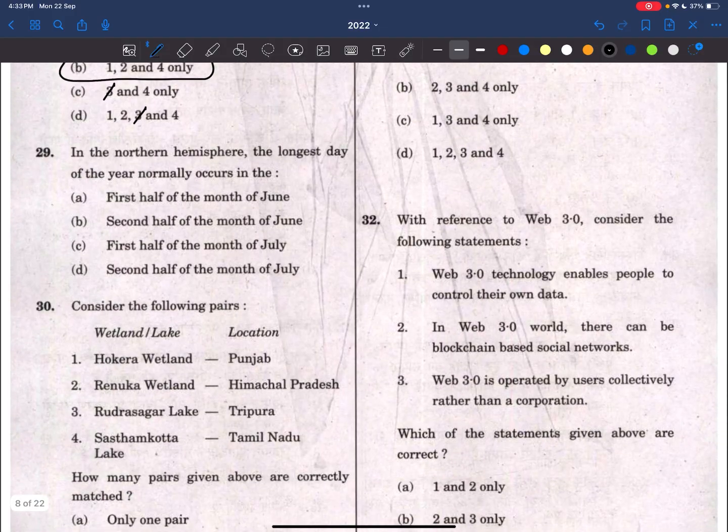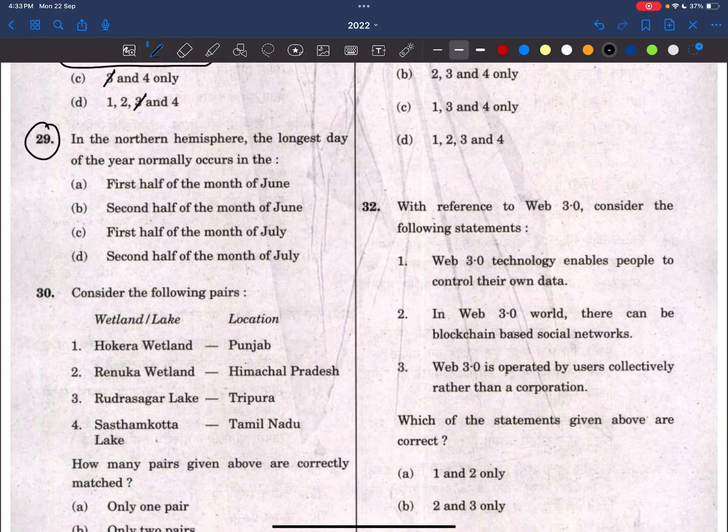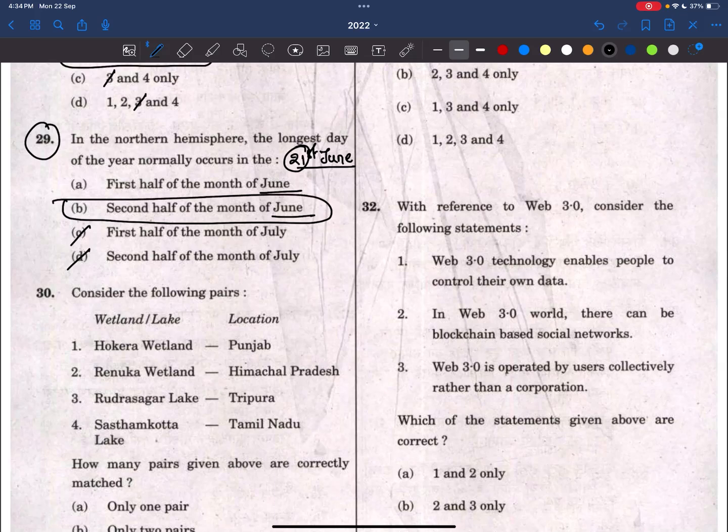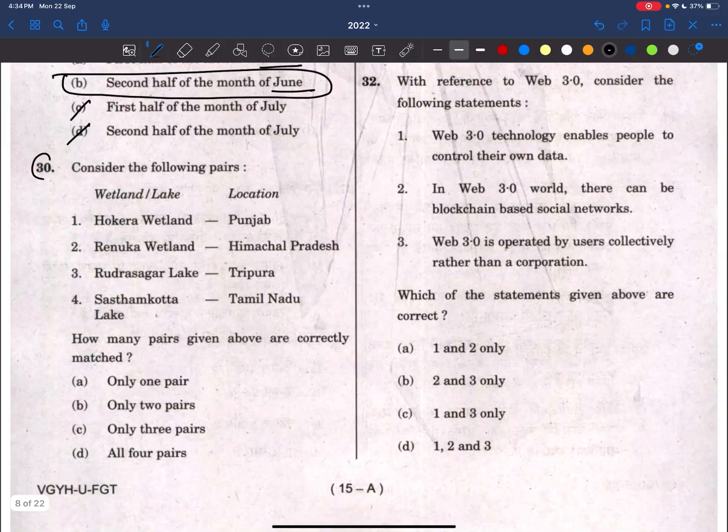Now, coming to the 29th question. Easy question asked from NCERT only. In the northern hemisphere, the longest day of the year normally occurs in... See, he's asking about summer solstice. We know the date, 21st June. See here, June, June. So remove these two. Next, first half of the month means before 15th. But no, we are getting 21st June, that's the second half of the month of June. Nothing much to discuss. Let's move to the 30th question.